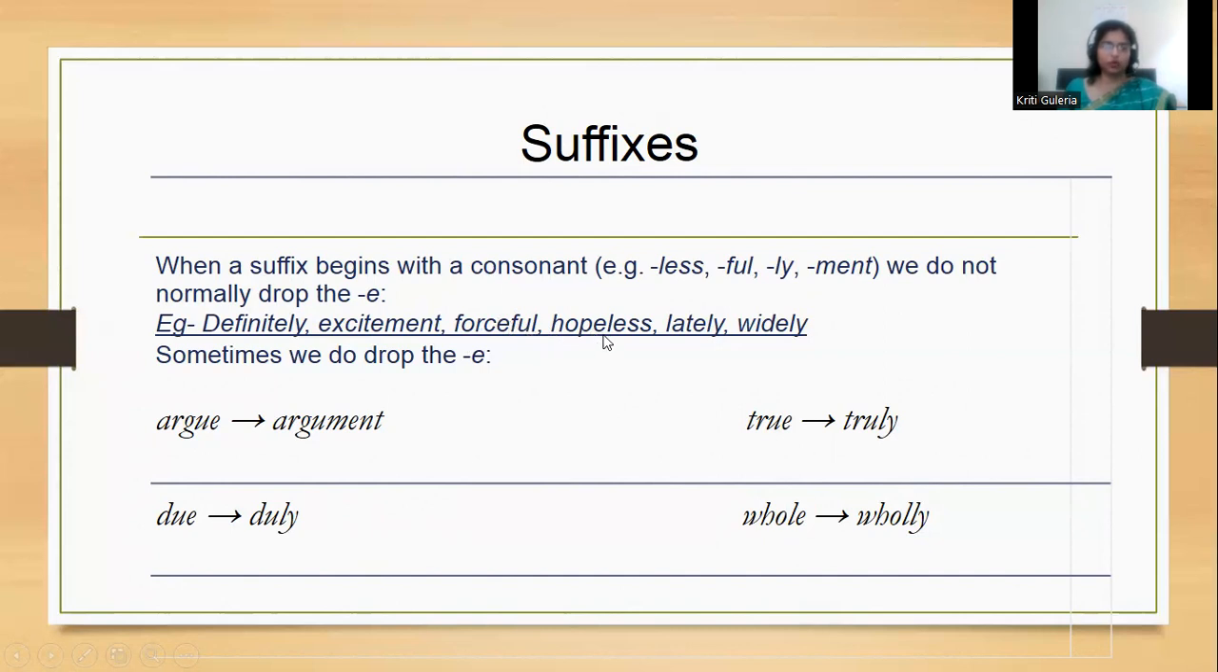Similarly, hopeless. Hope is one word. By adding the suffix less, it becomes hopeless. Again, E is intact. Then lately: late plus the suffix ly, lately, E intact. Widely: wide plus the suffix ly, and E intact. So these are the words, or similar words, to which we can add a suffix by keeping the E intact, whereas in some exceptions we have to remove E. We are adding the suffix by removing E and adding the suffixes to the word.